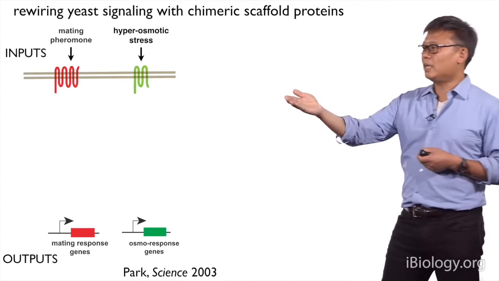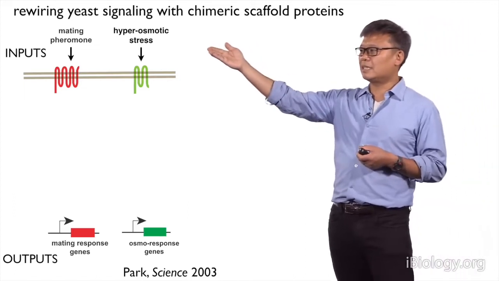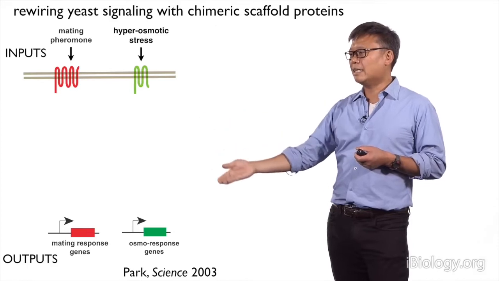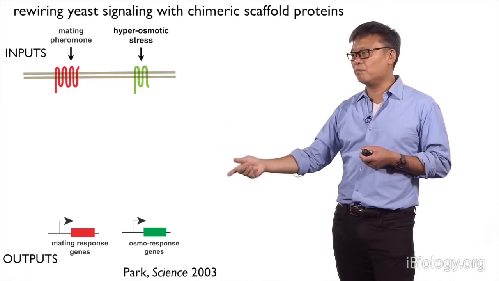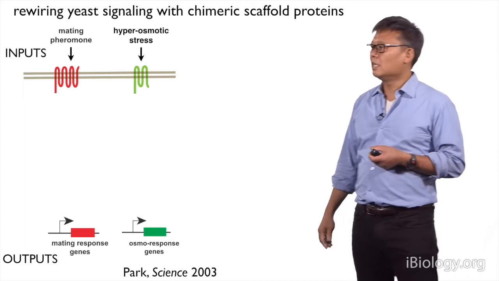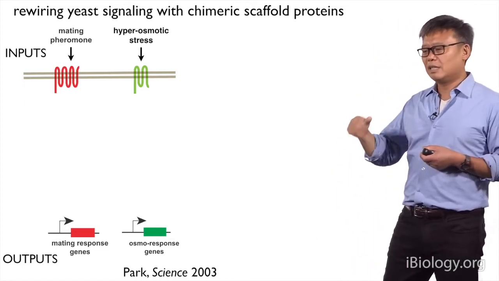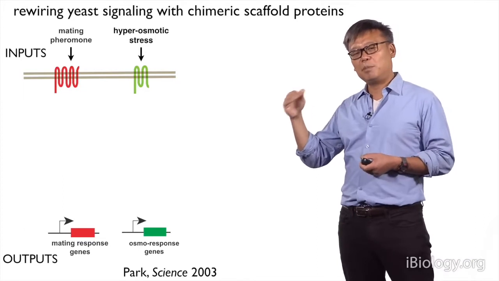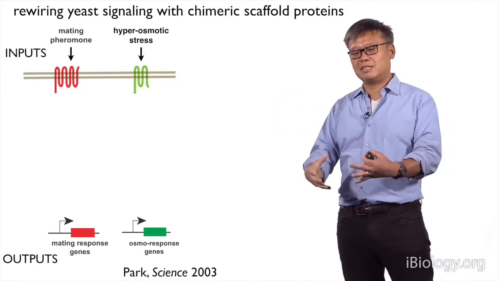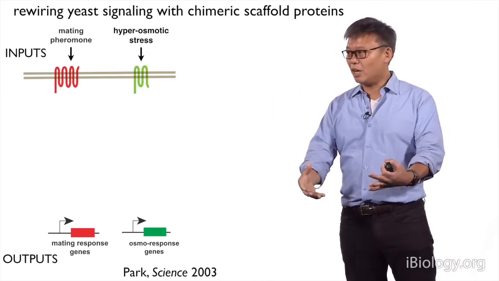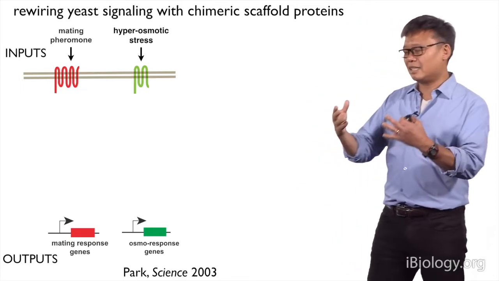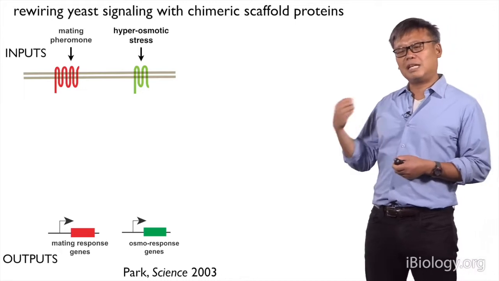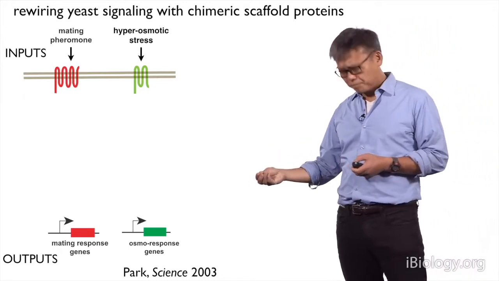And so there's a pathway called the mating response that actually detects a mating pheromone, this pathway shown in red, and that leads to the activation of a set of mating response genes. Now, a completely different pathway that yeast have deals with hyperosmotic stress. So if you put yeast into a high salt environment, it detects that change and then expresses a bunch of genes that help protect it against that osmolarity.